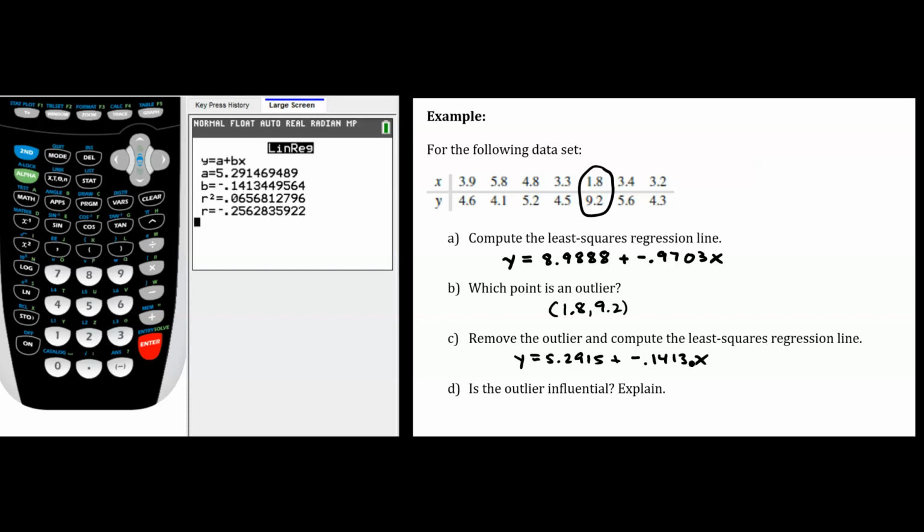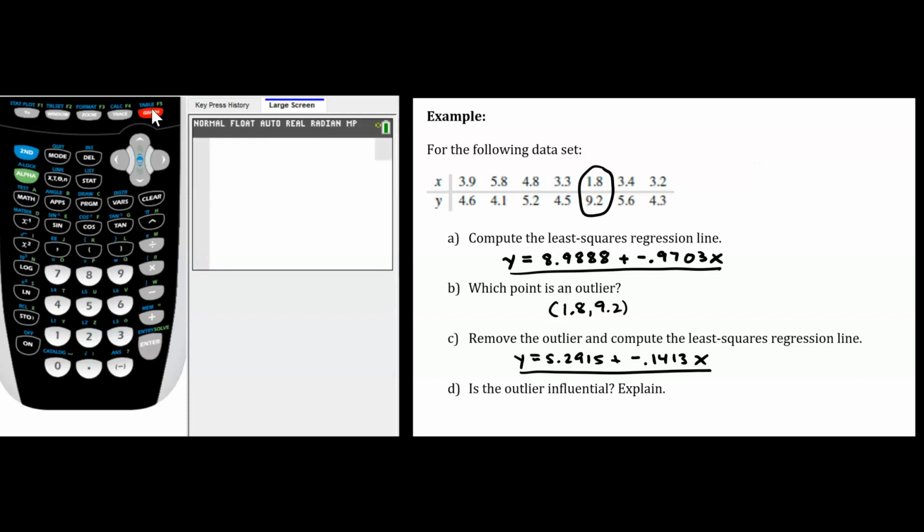0.1413x. Even if we just compare our original line to this new line from a numerical standpoint, looking at the y-intercepts and the slopes, we can see that things have changed quite a bit. If I go back to the graph, I have my original regression line in blue, and this new regression line is in red. The red one was formed by not including that outlying point.